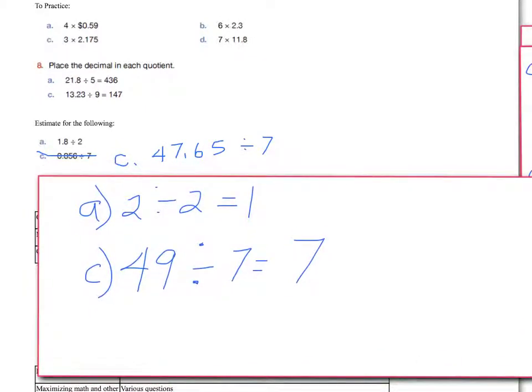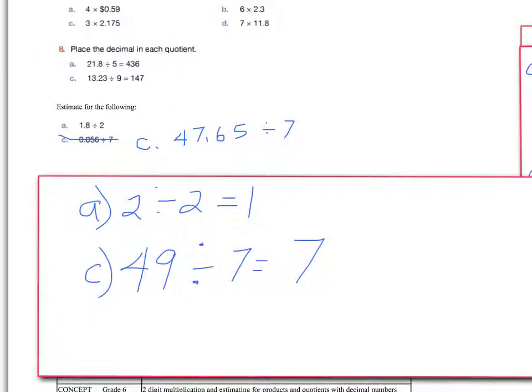Let's try that last one if it were front end estimation. That would be 47 divided by 7. Well, I don't know about you, but I can't do that part in my head because it would end up being some sort of a decimal number. So in this case, front end rounding really doesn't work. So you have to be really careful about when it is that you choose to use front end rounding.